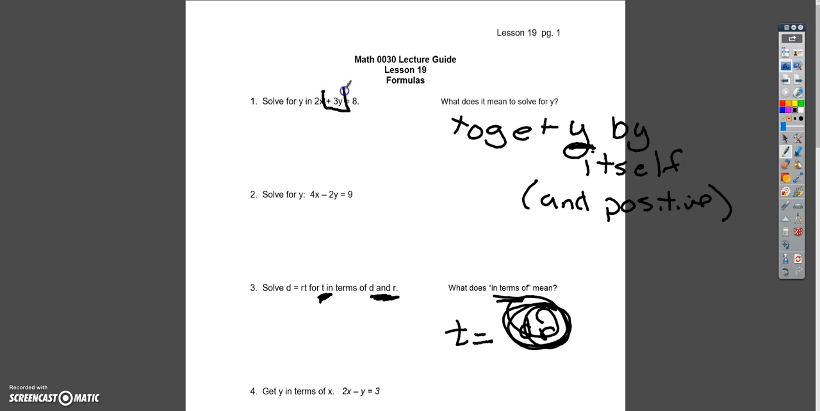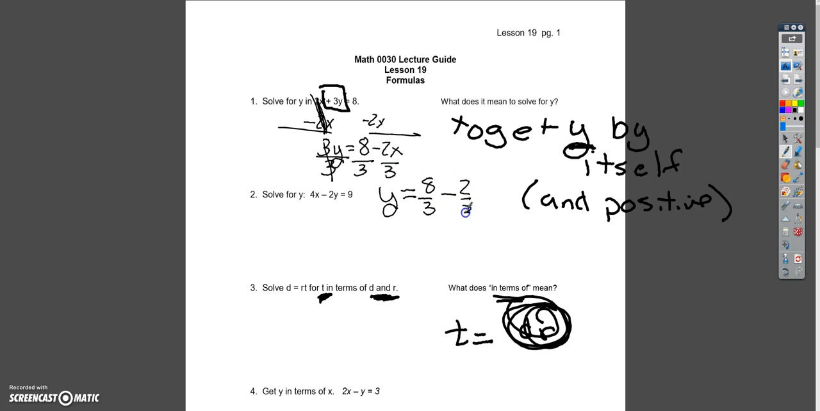So here, solve for y. So we want to get y all by itself. So we're going to get rid of x, so we're going to subtract 2x. So 2x goes away. Here we're bringing 3y down. Here's our equal sign. 8 minus 2x. Then we have to divide by 3. So we get y equals 8 over 3 minus 2 over 3x. That's solving for y in terms of x.